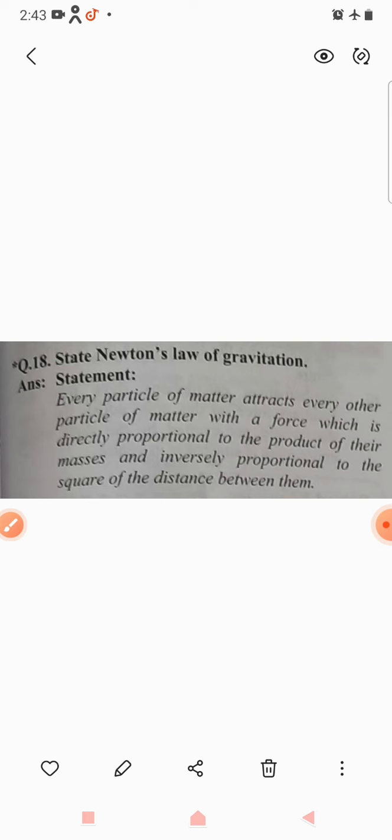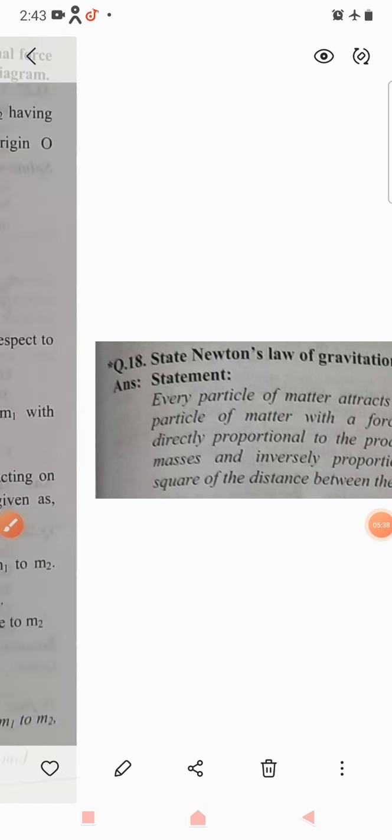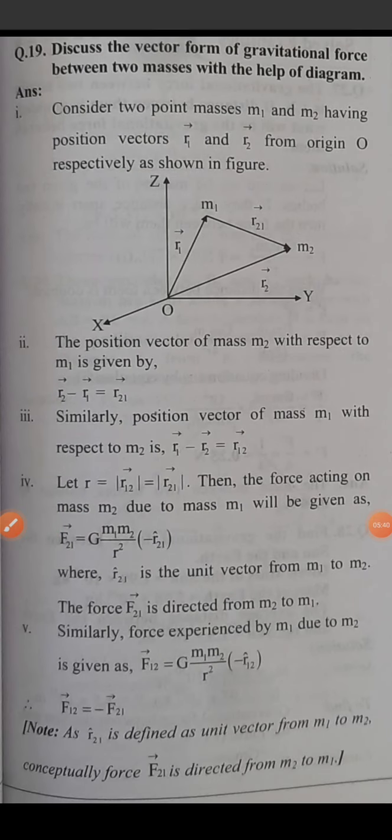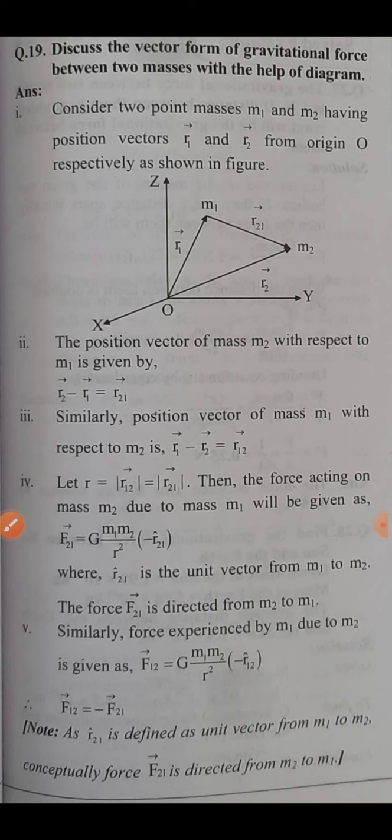Friends, now we'll move to the next part of this topic, that is, discuss the vector form of the gravitational force between two masses with the help of the diagram. So here we have to explain Newton's law of gravitation with the help of the diagram, and here we have drawn the vector diagram.